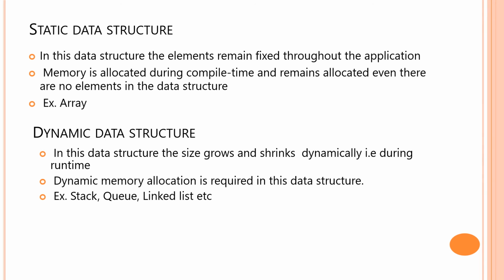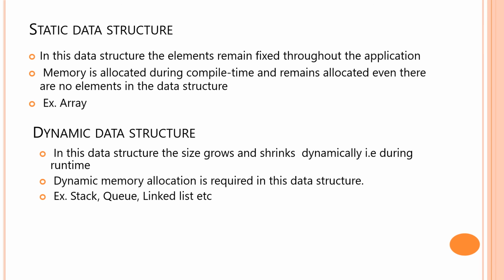Static data structure. A static data structure is one in which the number of data elements remains fixed throughout the application. The size of the data structure does not change during the entire program. The memory is allocated during compile time and remains allocated even when there are no elements in the data structure. For example, arrays.